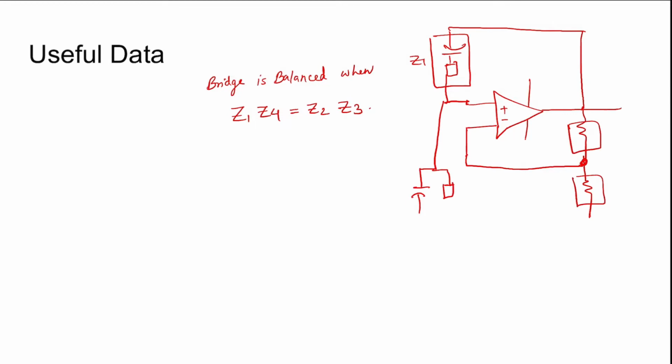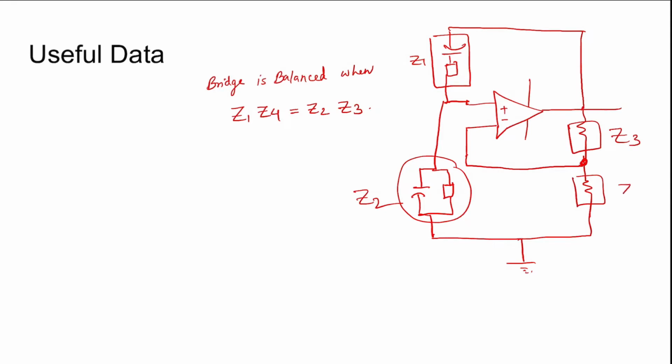Coming to the useful data, we know that the bridge is balanced when Z1 Z4 equals Z2 Z3 for a Wien bridge oscillator like this. Now, what is this? This is Z1, this is Z2, this is Z3, this is Z4, this is the output. So Z1 Z4 equals Z2 Z3, that is Z1 by Z2 equals Z3 by Z4. If this condition is satisfied, then the bridge is balanced.